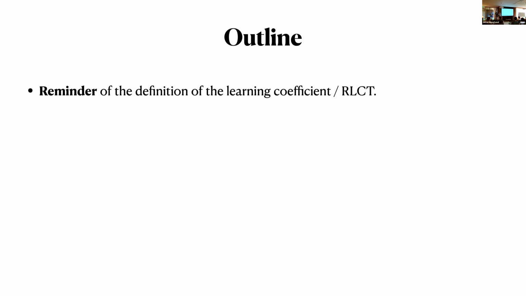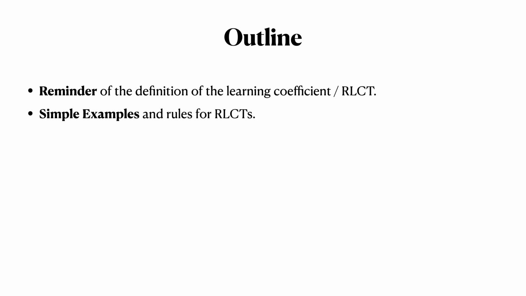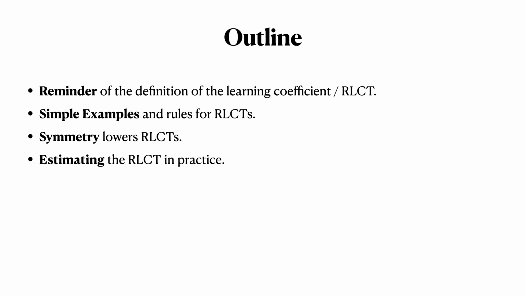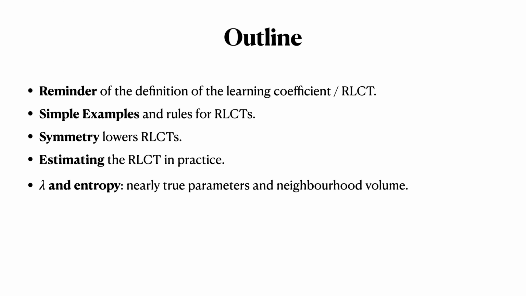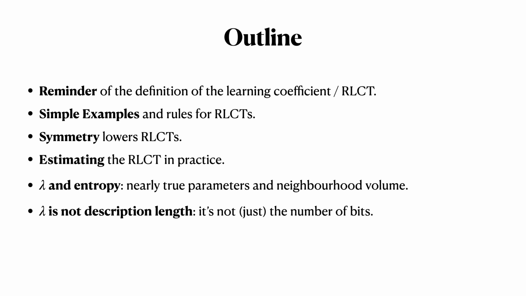Okay, so here's an outline. I'm going to give you a reminder of the definition. I'm going to give you some simple examples and some of the basic rules that you use to compute RLCTs. I'll make a brief comment about how you think about symmetry in the context of RLCTs. Then we'll go through how we estimate the RLCT in practice. I think Edmund covered this, but it's worth repeating perhaps. And say something about the relationship between the learning coefficient and entropy.